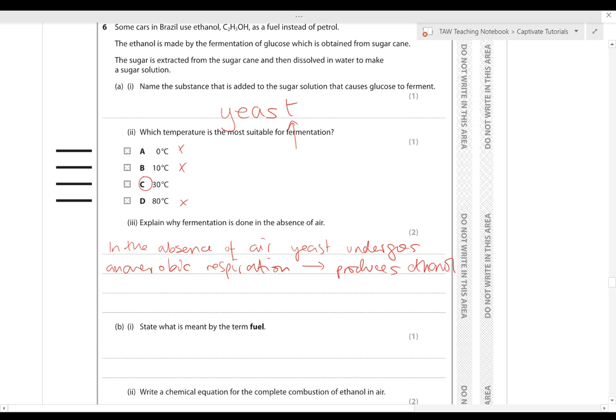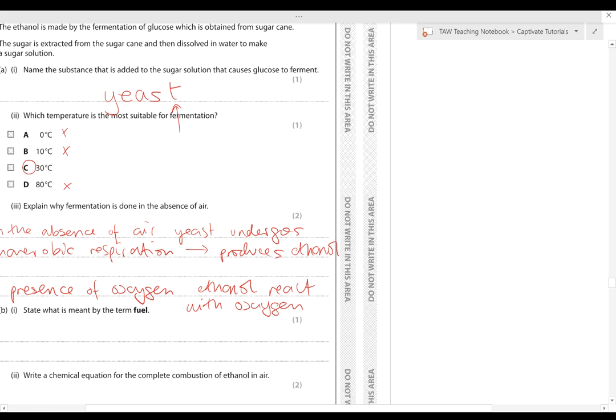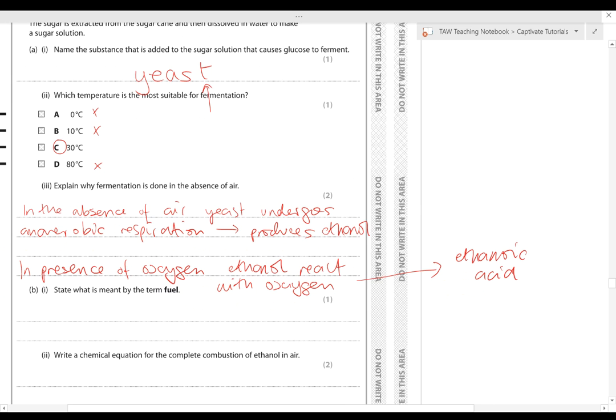The second explanation is that actually, if we introduce oxygen, we get a second reaction. So in the presence of oxygen, we get this reaction. So ethanol will actually react with oxygen, and it will oxidize and produce the carboxylic acid, ethanoic acid. So that's 2 of the reasons why we do this process in the absence of air.